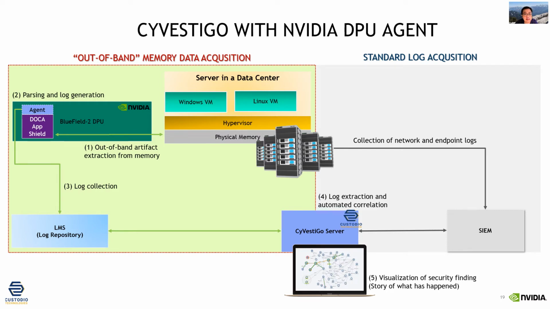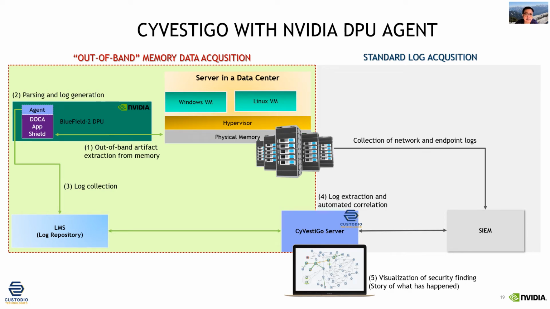In the data center, a DPU card with a security agent will be installed to carry out continuous memory introspection to identify important security artifacts residing in the volatile memories of virtual machines. Such artifacts include process activities, network communications, and access to important system objects, for instance, the registry. The agent will perform hardware-level memory access to retrieve all this data before writing it to a log repository. CyVestiGO will then access the log repo to reconstruct what has happened based on this memory data.